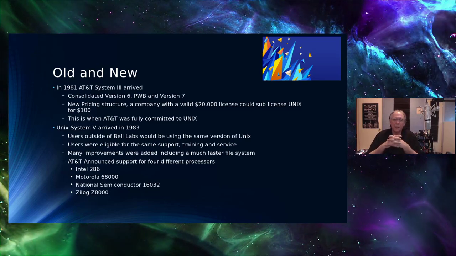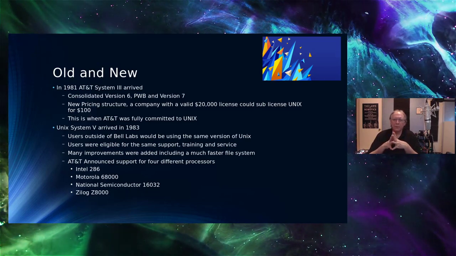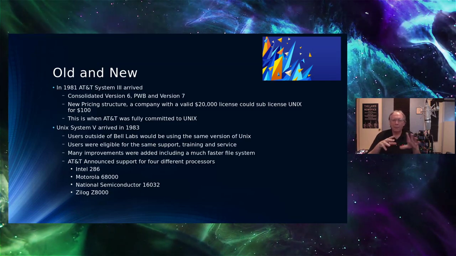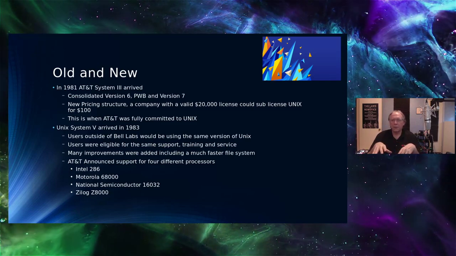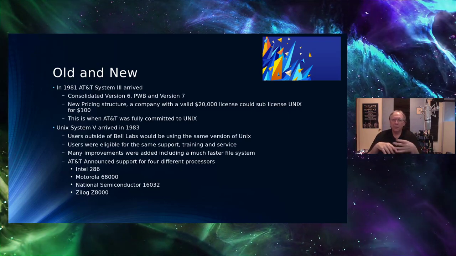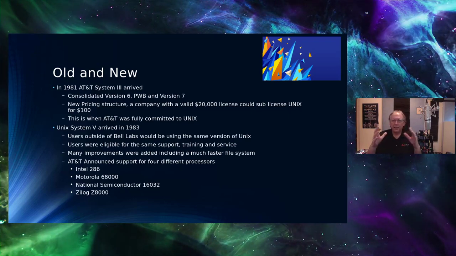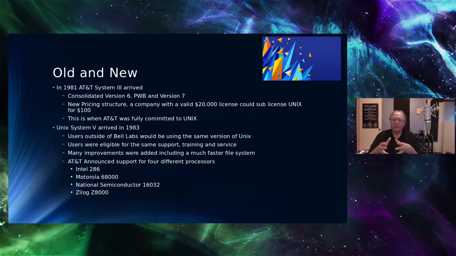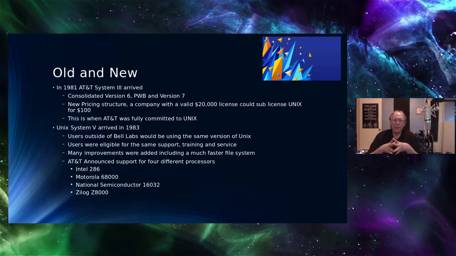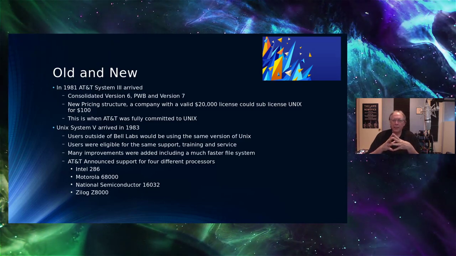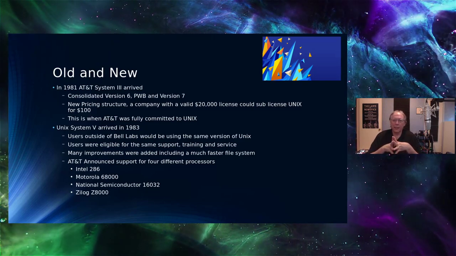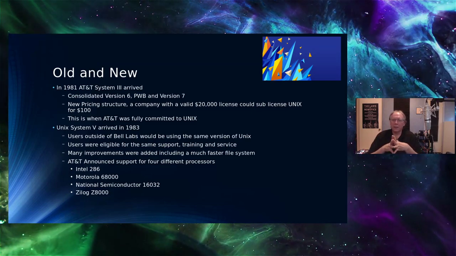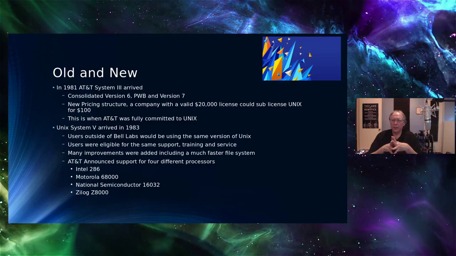In 1981, AT&T released their commercial version, System 3. The reason for that was there were still a lot of people using version 6, some using PWB, and some using version 7. So AT&T wanted to put all the elements of those together and create a single release that had the advantages of all three. At the same time, if you had a $20,000 license, you were now allowed to sub-license Unix for $100 to anyone that you wished.